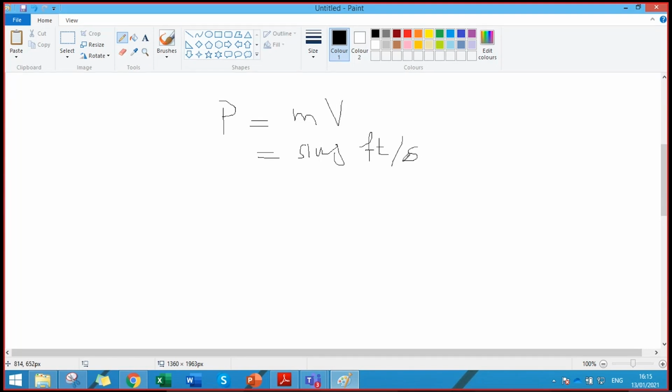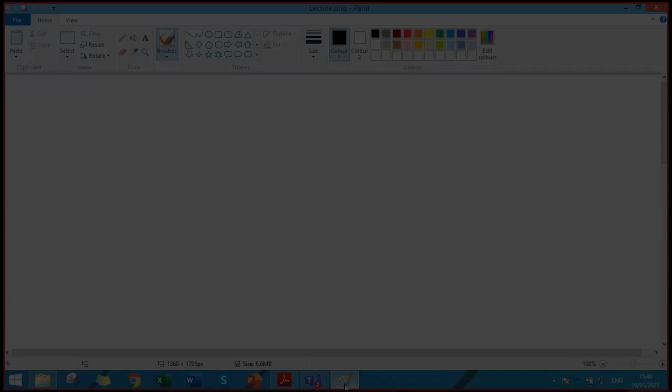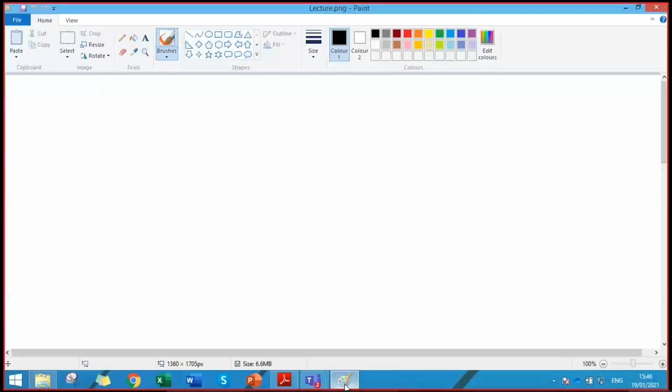Now the Reynolds transport theorem is calculating the rate of change of momentum, that is dP by dt, that is change of momentum per unit time. So we will divide the unit of momentum with time: slug feet per second divided by second. So it would be slug feet per second square. These are the units you should get. Anything else?